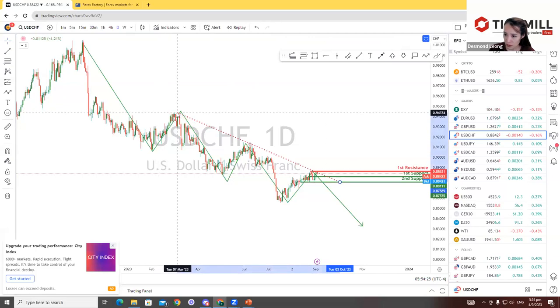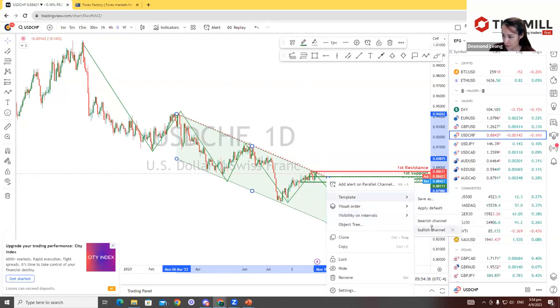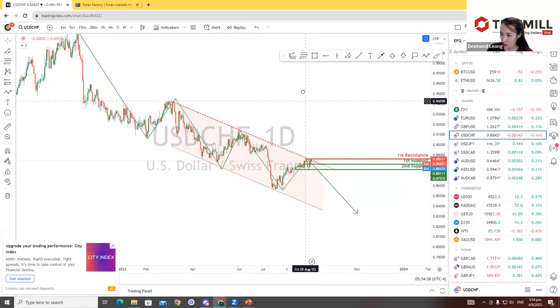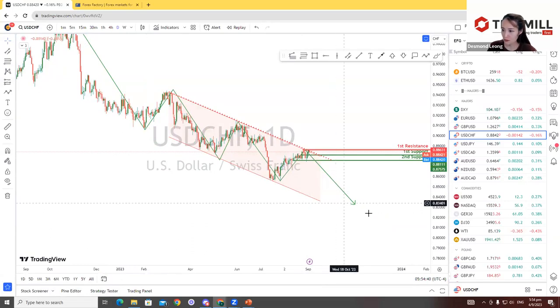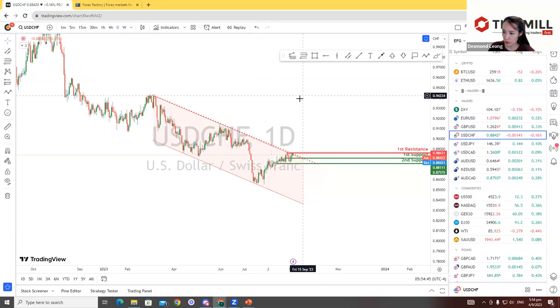What you can see here, if you look at the bearish channel line, I think you can also see that it's still on a bearish downtrend for this time frame. Okay, we're still on here.